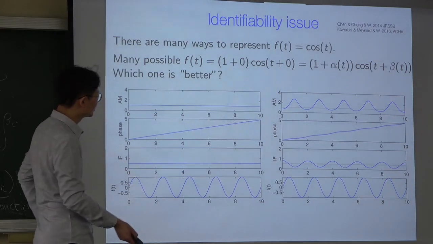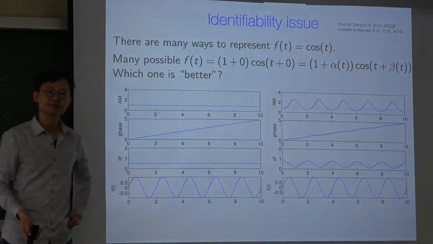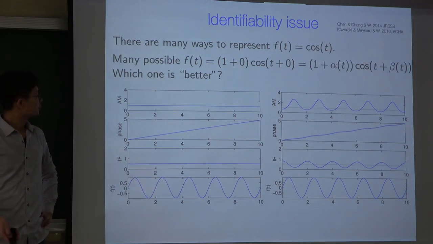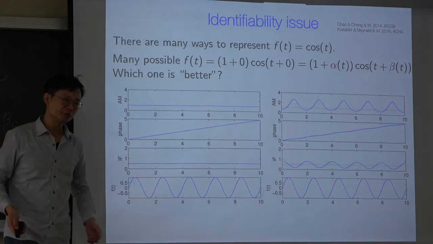Now the question is, which one is better? And why do we prefer one over the other? This is the identifiability issue, which you usually need to pay attention to.